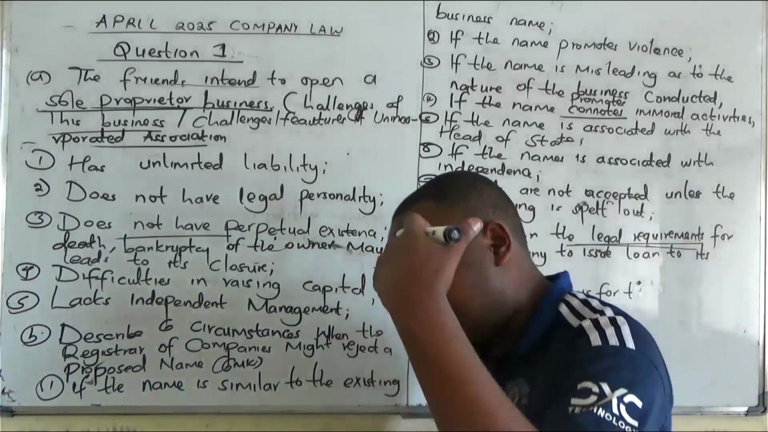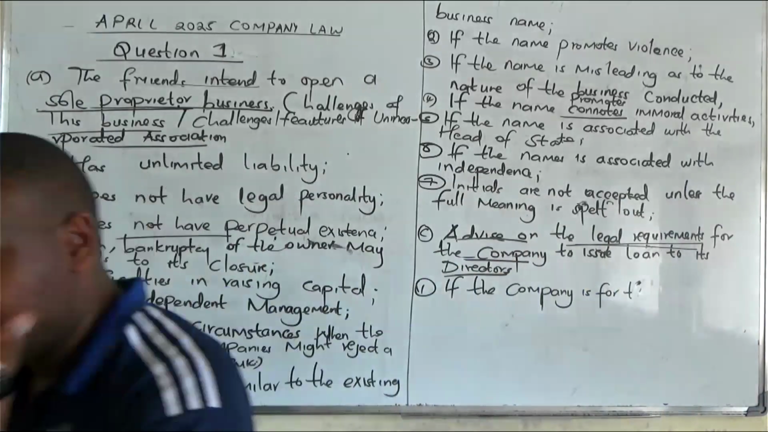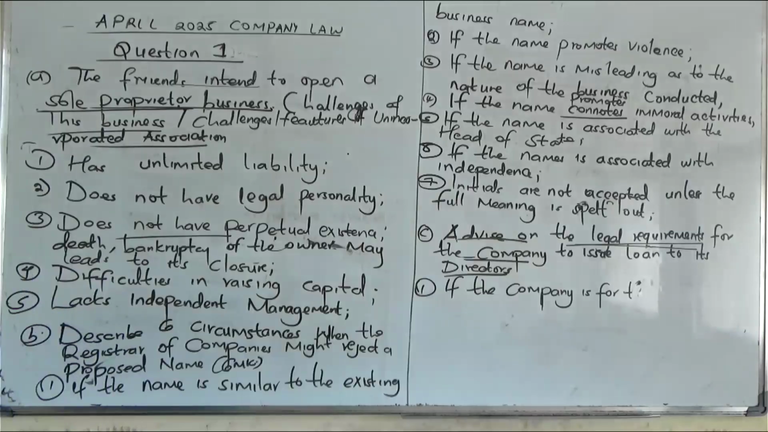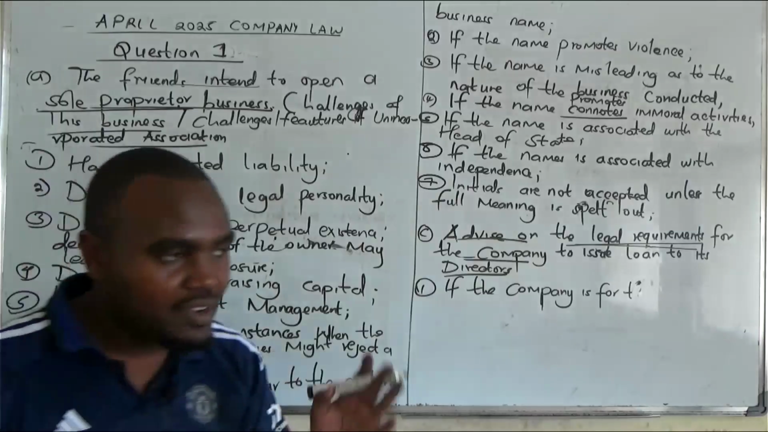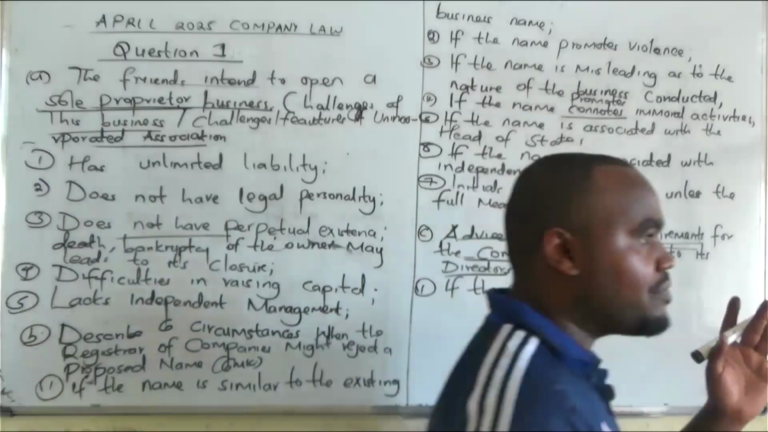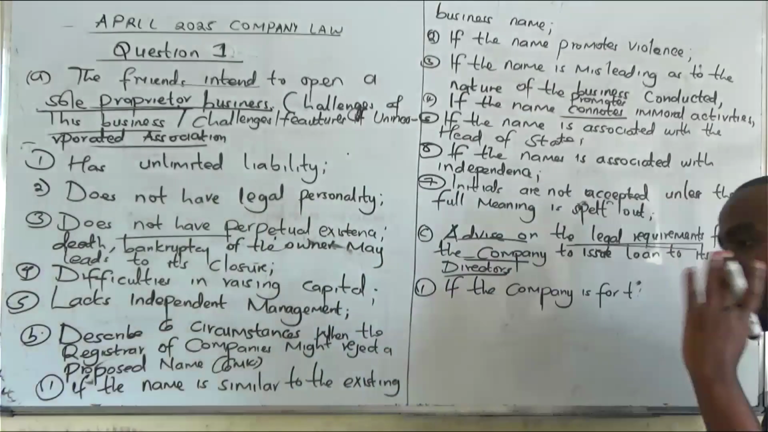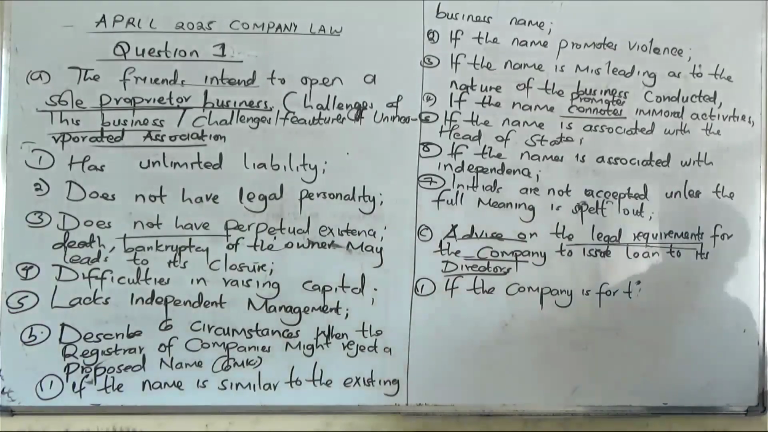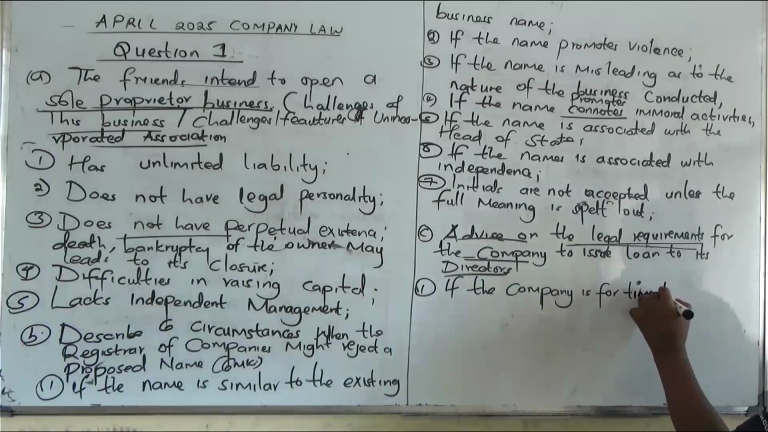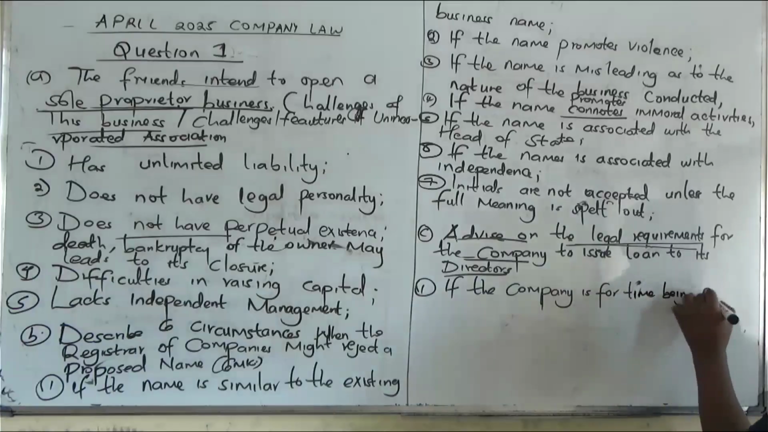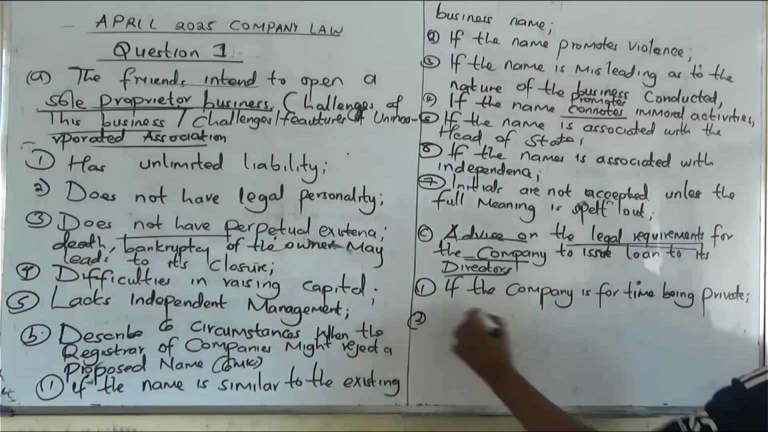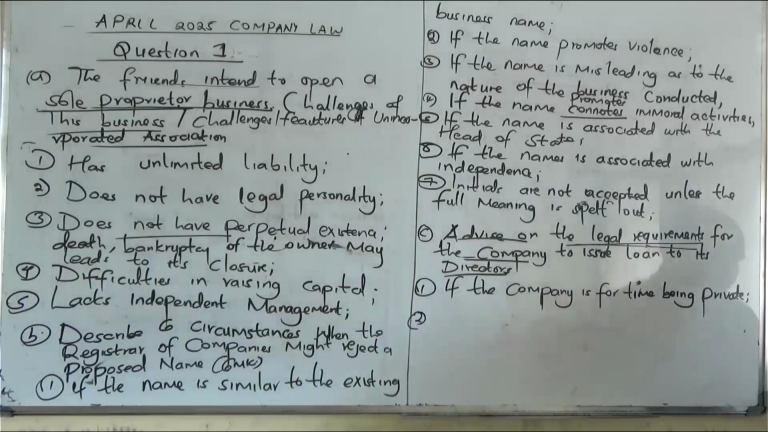The art of underlining the main wording of the examiner, paraphrasing it so that you can answer the question, must be seen in your answering. So one, if the company is for the time being private. So you'll be explaining what is a private company.